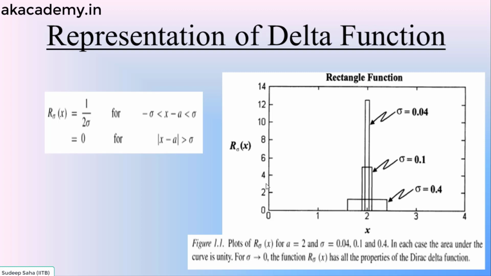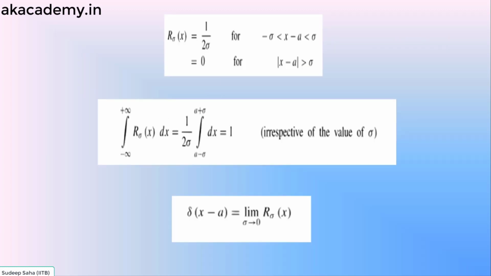Now we have to see that this function satisfies the properties of the delta function. So this is our function, this is the definition. Now let's see whether the area under this is 1 or not. For that we just integrate this from minus infinity to plus infinity. It doesn't matter, you can take any limit, because ultimately this function will exist only within the limit a minus sigma to a plus sigma.